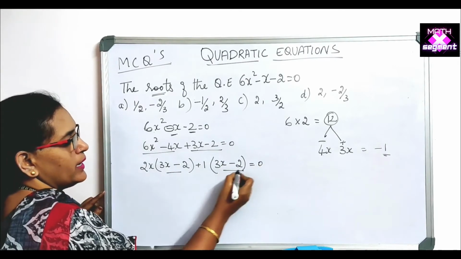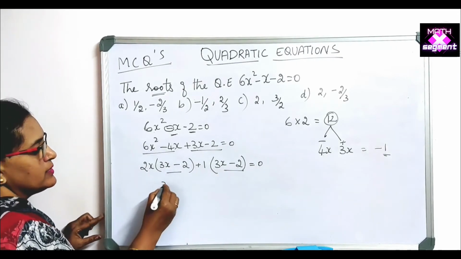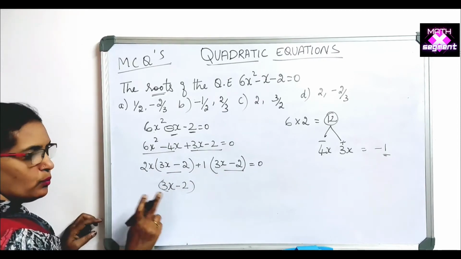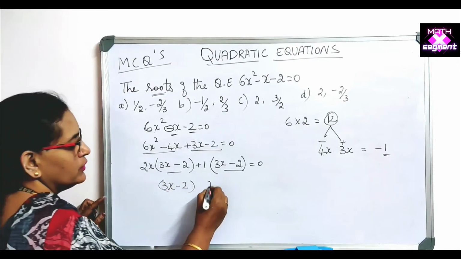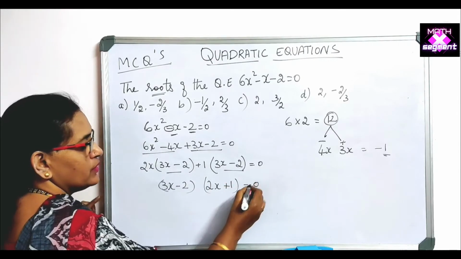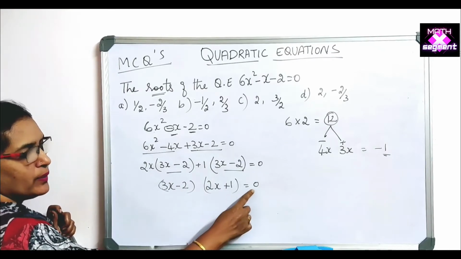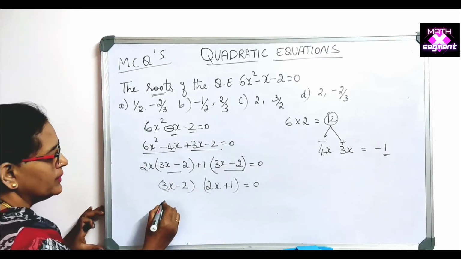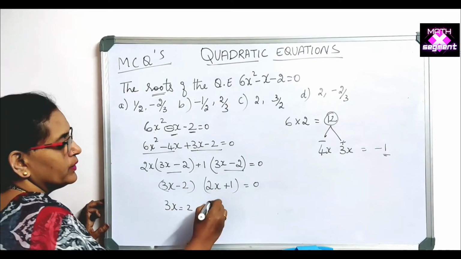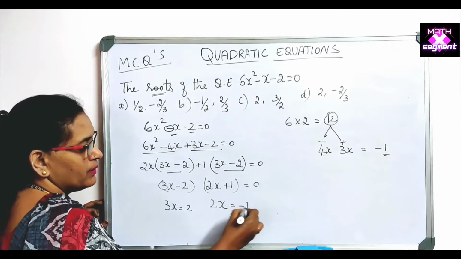If you are getting the same binomial within the brackets, then it is correct. So what is inside the bracket? That is 3x minus 2. It appears two times, but we have to take it only once. Outside the bracket what do you have? 2x, and outside this bracket you have plus 1, is equal to 0. The meaning of this is 3x minus 2 is equal to 0 and 2x plus 1 is equal to 0. I am keeping this 3x as it is. I am sending minus 2 to that side, so it will become plus 2. Similarly, here 2x I am keeping as it is, and plus 1 I am sending to that side, so it became minus 1.